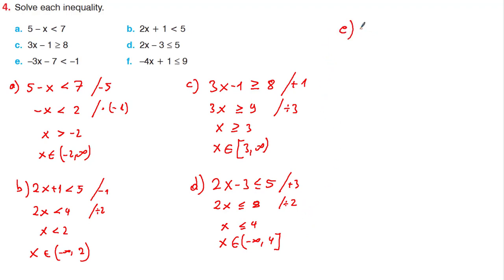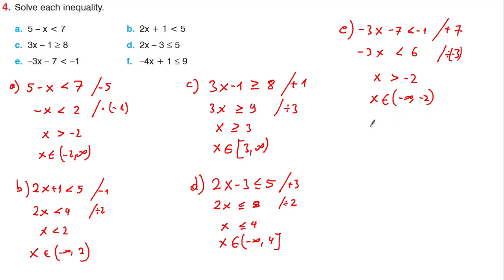Under E, we have negative 3x minus 7 is less than negative 1. So let's add 7 to both sides. Negative 3x is less than 6. Divide both sides by negative 3. Because we are dividing by a negative number, it switches direction from less than, it becomes greater than. 6 divided by negative 3, it's negative 2. As a set, it would have been x from negative infinity up to negative 2, excluding negative 2.